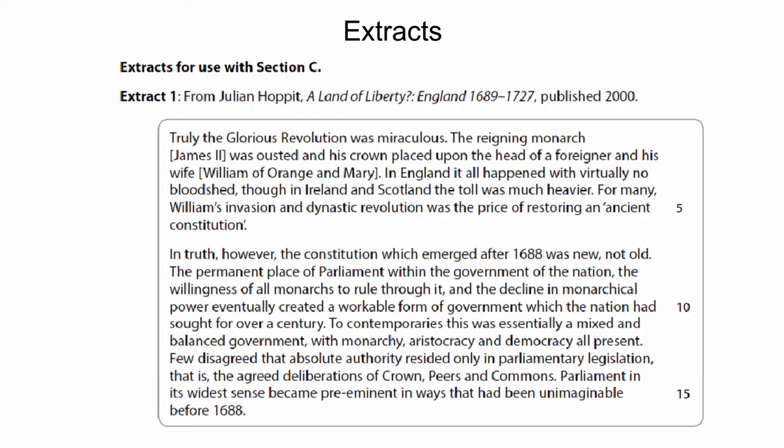So extract 1 is from Julian Hoppit, and it basically argues that Parliament becomes more important in the running of the country due to the Glorious Revolution. And you can see, particularly in the second paragraph, this is really explored in this extract. For example, if we look at line 13 to 15: few disagreed that absolute authority resided only in parliamentary legislation. That is, the agreed deliberations of the Crown, Peers and Commons. Parliament in its widest sense became preeminent in ways that had been unimaginable before 1688.